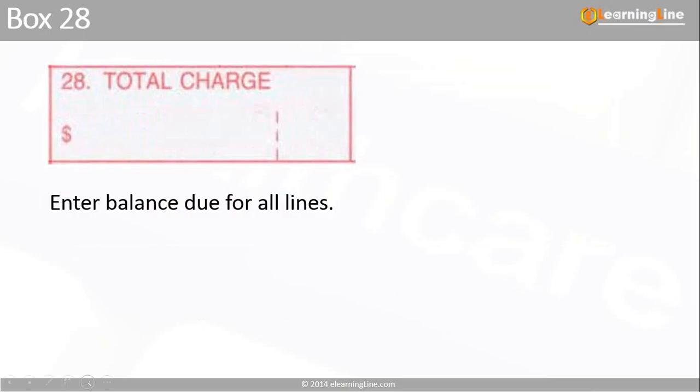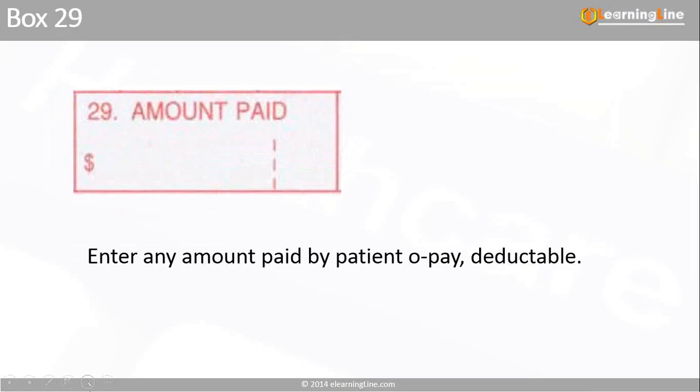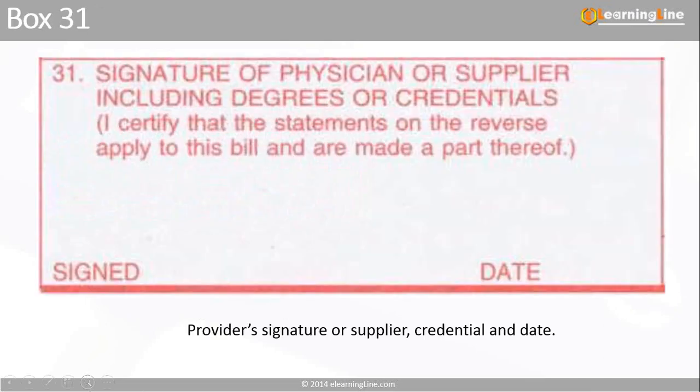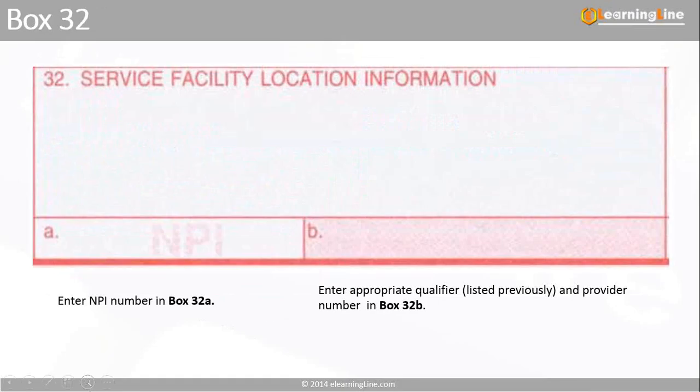Then you have total charges. The total charge is nothing but your balance for the bill. Then your amount paid, which is your co-pay, co-insurance, deductible, everything is your amount paid. Balance due, leave it blank. Then again the signature. The signature over here is the provider's signature, not the supplier if there is a middleman. But here we are talking about the provider who is dealing with the insurance company. In this case, the provider's signature is required, making sure that the provider is signing it.